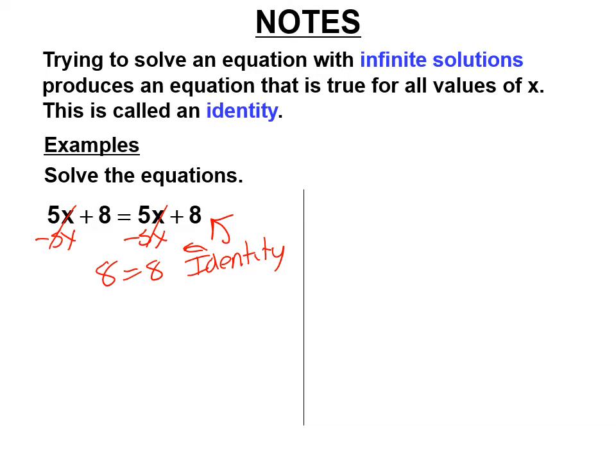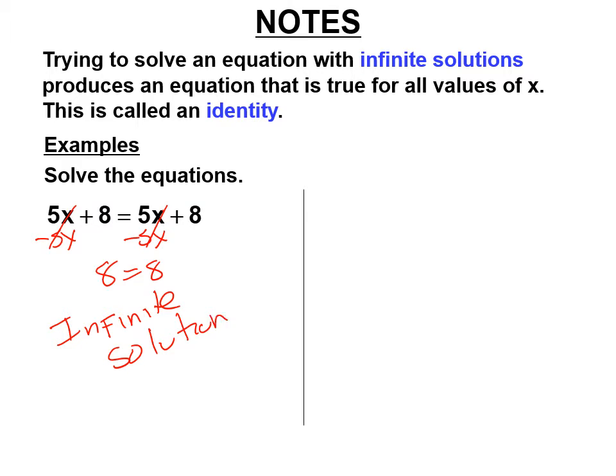But that's not what you write on your homework. On your homework, when this happens, you're going to write infinite solutions. And what that means is every single number you put in there will make this true. All right? You could also write every x is a solution.